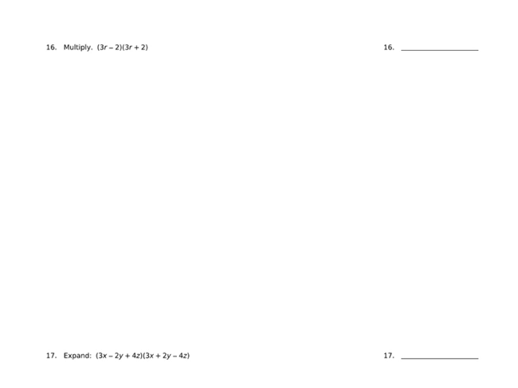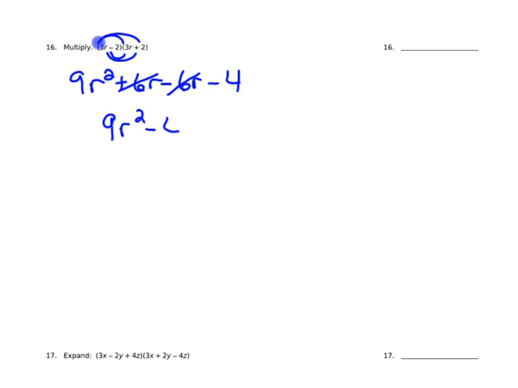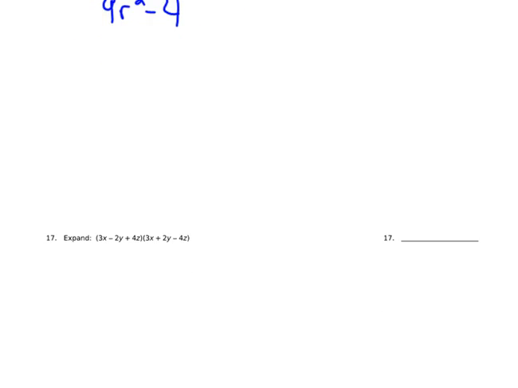Number 16, multiply. Okay, this is just doing your distributive property twice. 3r times 3r is 9r squared. 3r times 2 is 6r. Negative 2 times 3r is negative 6r. Negative 2 times 2 is negative 4. Middle terms cancel out. 9r squared minus 4. Not sure why there's such a big space there.